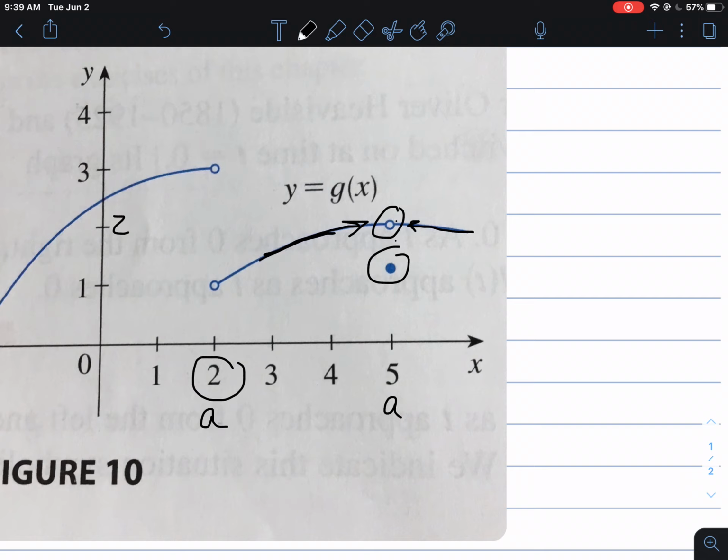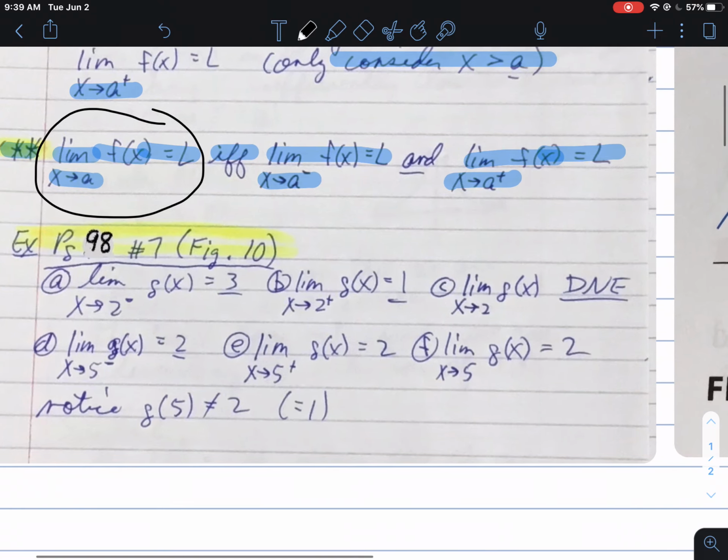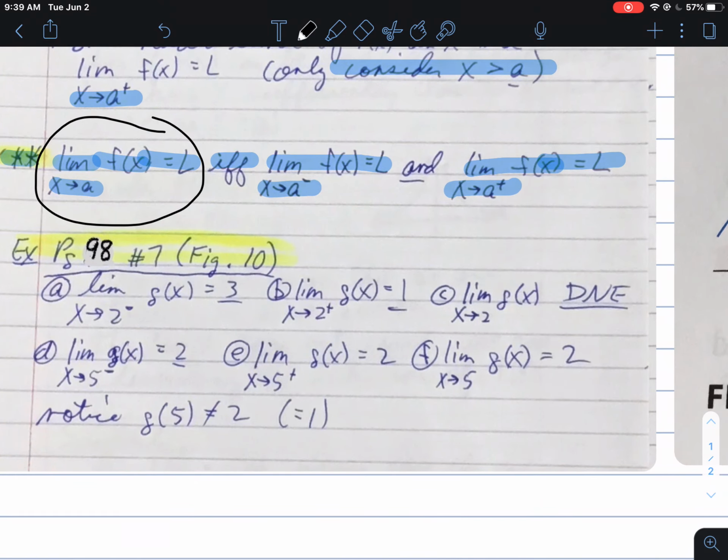But we said when we were evaluating a limit, I don't care what happens at our a value. I don't care what happens at x equals 5. It's all about what's happening as x approaches 5. So the limit as x approaches 5 from the left is 2. The limit as x approaches 5 from the right is 2. And since the left-hand limit and the right-hand limit both approach the same value, then we can say that the overall limit as x approaches 5 of g of x is 2.